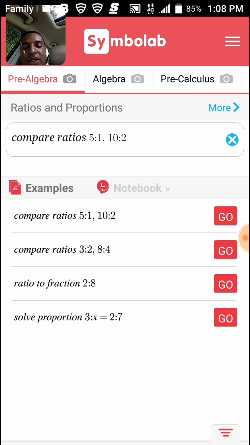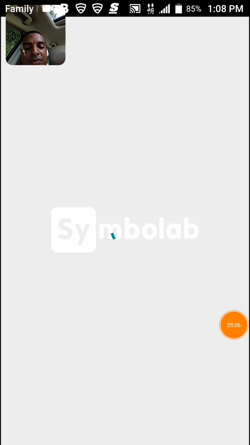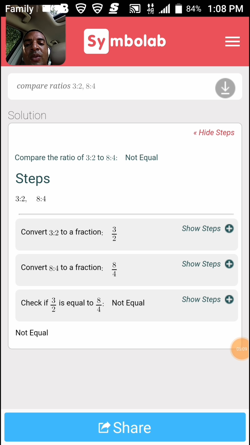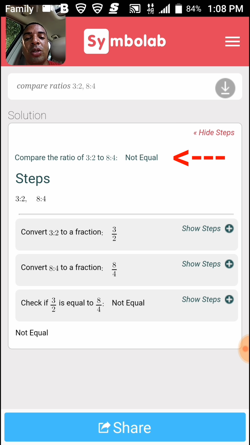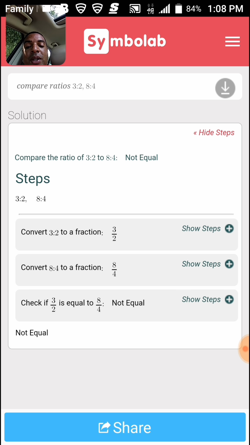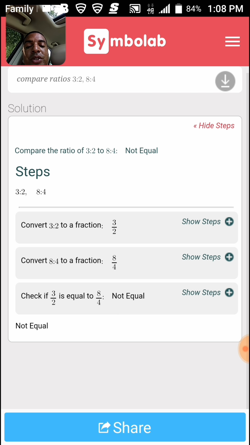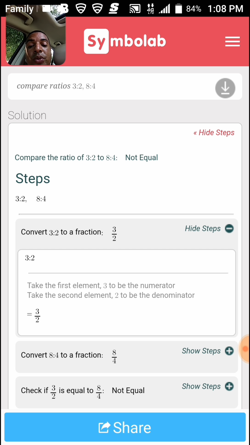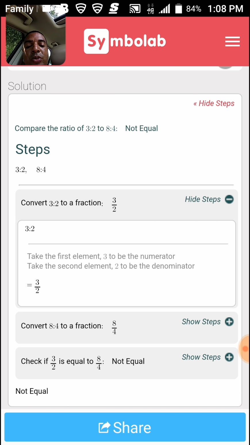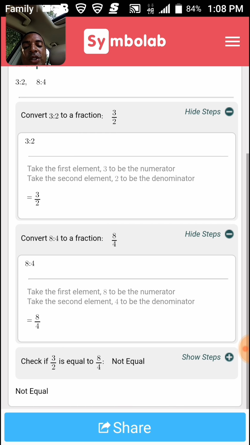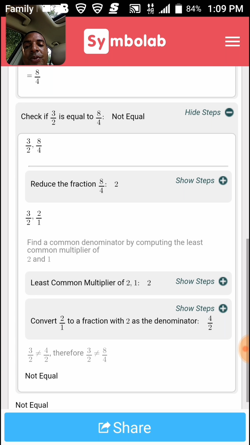All right, let's try the second one. Compare the ratios 3 to 2 and 8 to 4. These are the same steps. We want to convert to fractions first. 3 to 2, or 3 over 2, will be 3 in the numerator and 2 in the denominator. 8 to 4 will be 8 in the numerator and 4 in the denominator. I want to check if 3 over 2 is equal to 8 over 4. They're not equal, and let's show the steps of how we found this out.